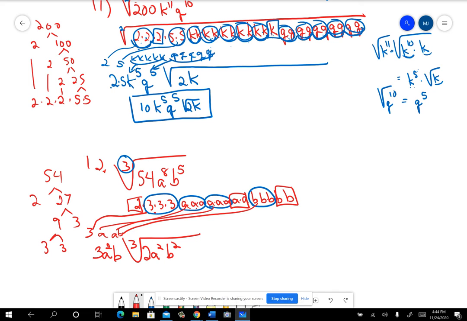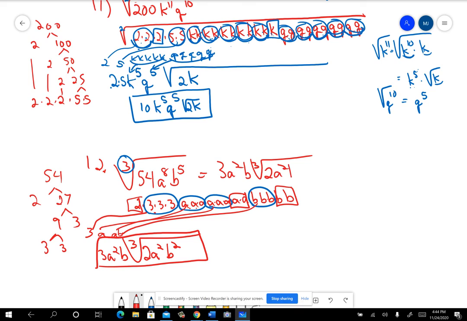And I shouldn't leave so much space there because I don't want you to think it's a plus or something. It's just 3A squared B. That would be your final answer. Let me write it again. It's 3A squared B, and then it's the cube root of 2A squared B squared.